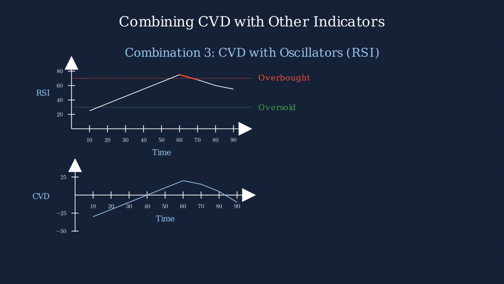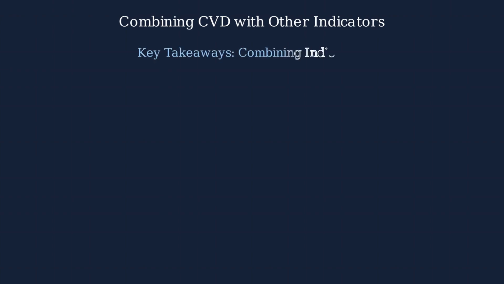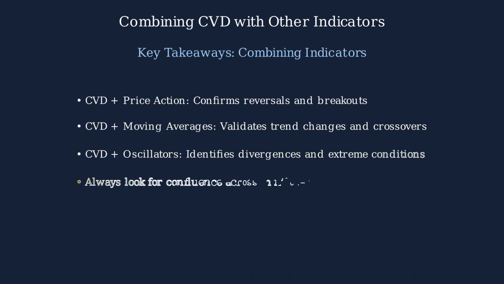Notice how the RSI reaches overbought territory at point 6, suggesting a possible reversal. What makes this signal more powerful is that the CVD starts declining after reaching its peak, even as the RSI remains elevated, showing diminishing buying pressure. To summarize, combining CVD with other indicators significantly improves trading decisions by providing multiple confirmations. Whether paired with price action, moving averages, or oscillators, CVD adds the crucial volume perspective that many indicators lack.